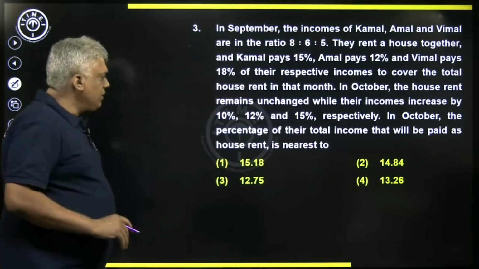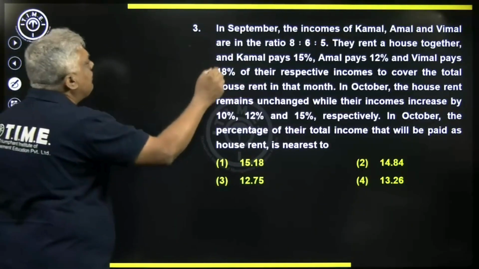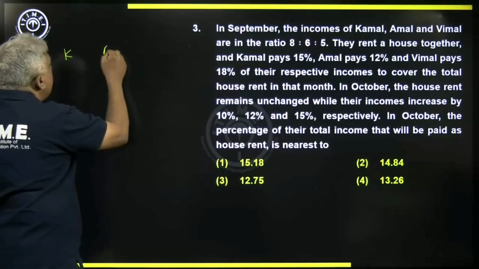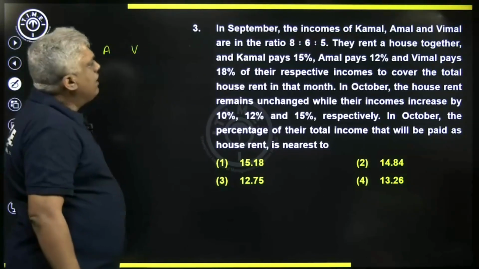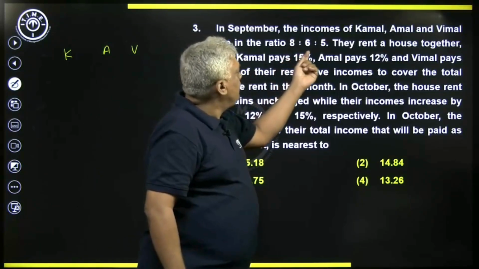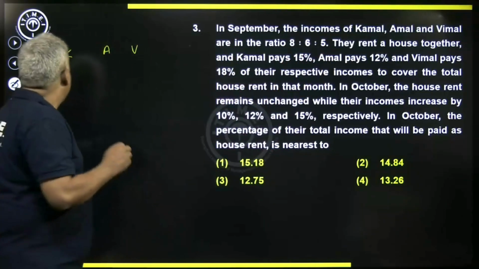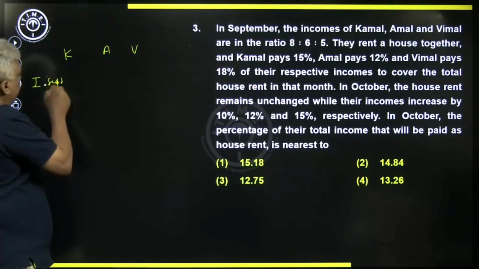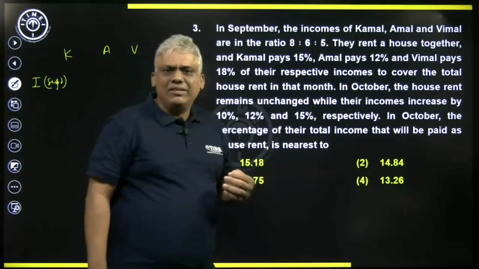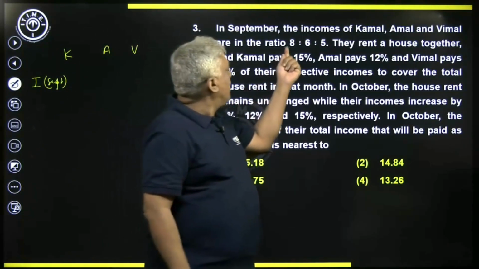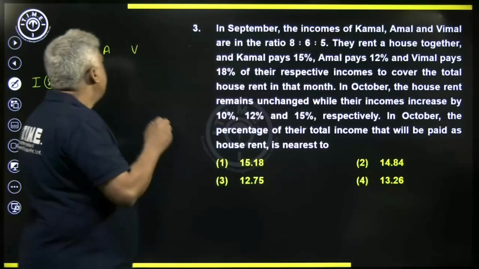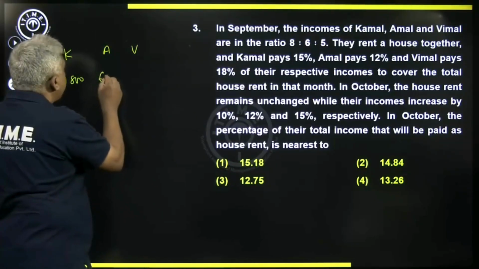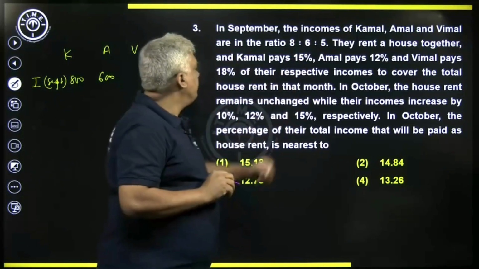Okay. So, let us write Kamal as K. Kamal, Amal and Bimal, and their incomes are in the ratio of 8:6:5 in September. Let us write income in September. Now, for convenience, to make calculation simple, let us say their incomes are 800, 600 and 500. So Kamal is 800, Amal is 600 and Bimal is 500.